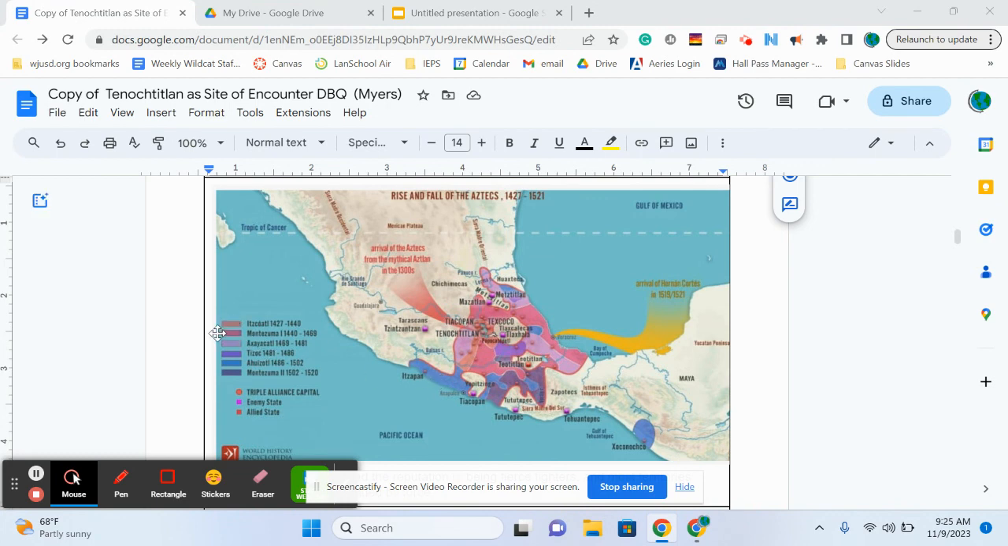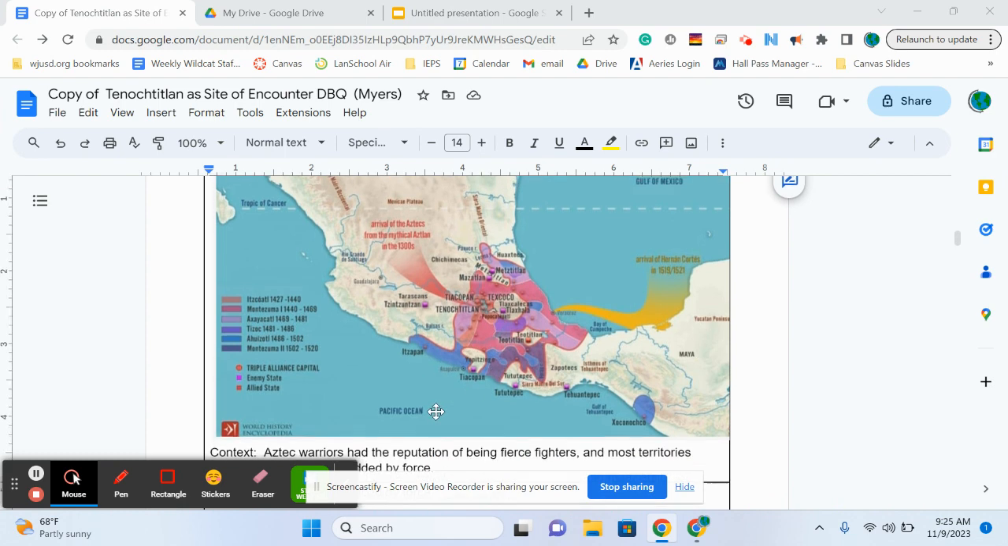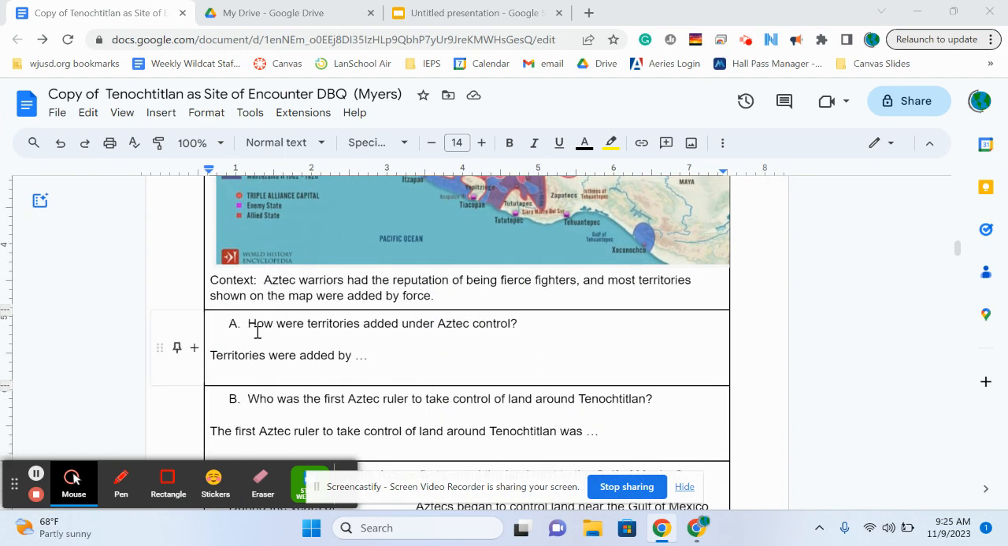And if we look over here, it tells us under whose power, which emperor was in control when that territory was added, as well as what years that happened. So we're looking at the colors and they're telling us who did what. So if we scroll down, the first question we can get from our context. So first question is, how were the territories added under Aztec control? And you can answer that question looking at our context right here, completing the sentence.